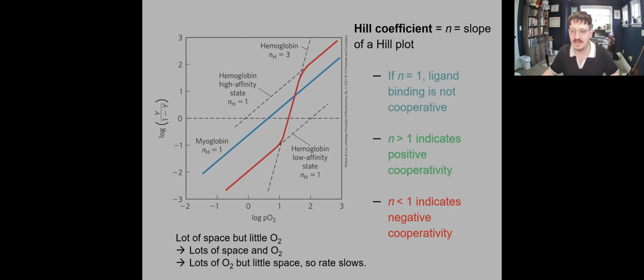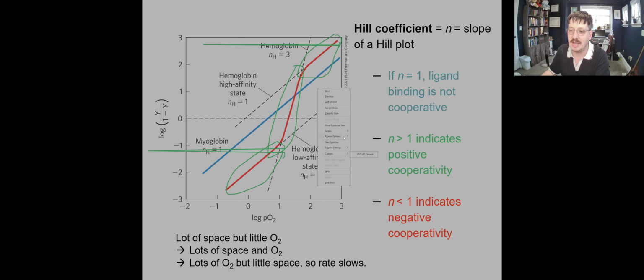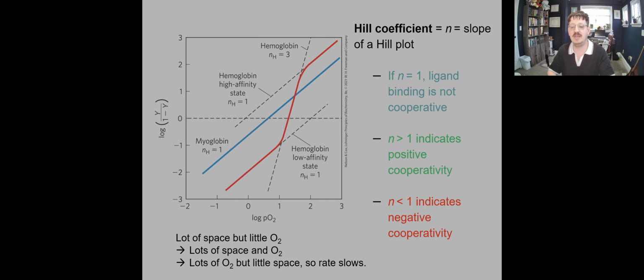But this is reflecting that it's hard to find a space because it's, let's say, poorly arranged, and then it's easy to find a space because there's plenty of them and it's well arranged. And then finally at the end, it's not that it's still well arranged, it's just that it's harder for you to find a space, so it slows down. But you can see this cooperation illustrated in the Hill plot here, and you can solve for the slope to tell you the extent of cooperation.